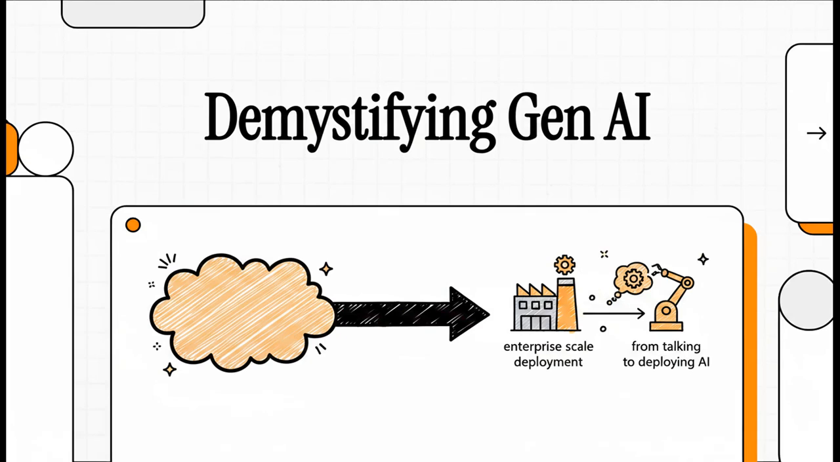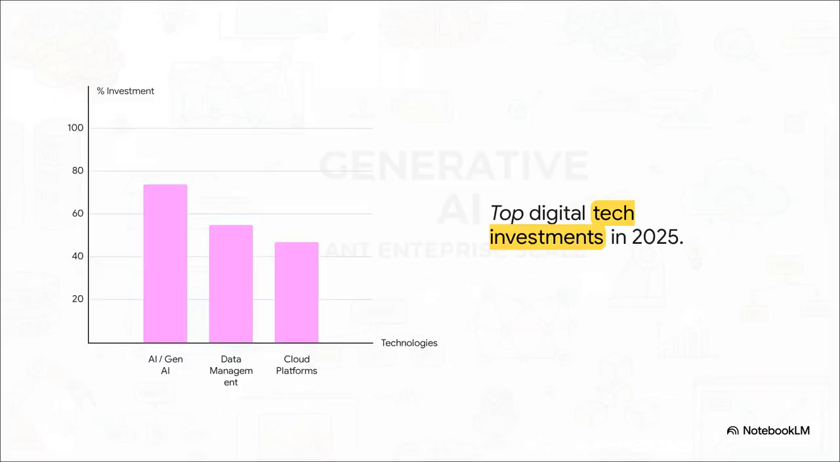Today, we're setting out on a very specific mission. We are going to cut right through that massive cloud of industry buzzwords to give you a truly pragmatic, ground-level guide to generative AI. We're looking at exactly how organizations transition from just talking about AI to actually deploying it at real enterprise scale. Just look at this number, 74%.